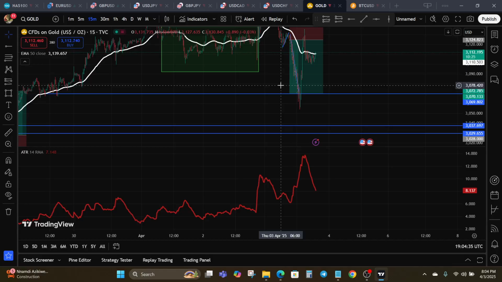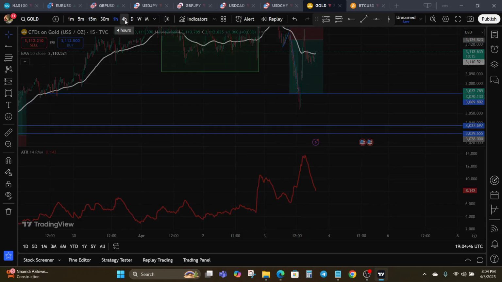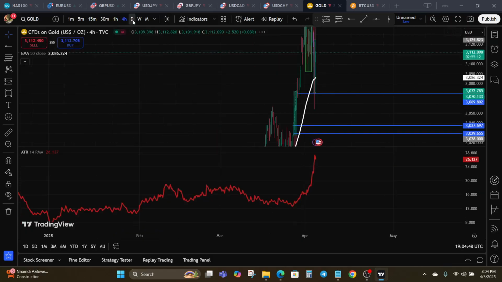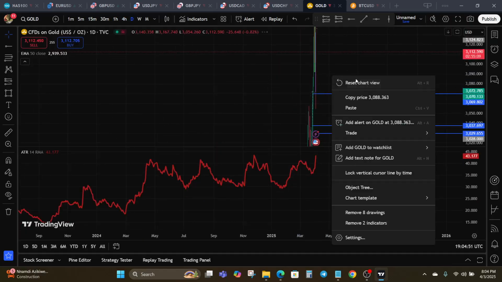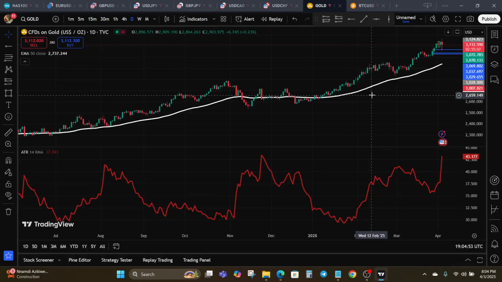To make this strategy even more effective, keep these tips in mind. Use higher time frames like the 1 hour, 4 hour, or even the daily chart to begin your analysis. But if you are a scalper, you can decide to go to the lower time frames to execute your trades. But I will recommend that you start your analysis on the higher time frame.